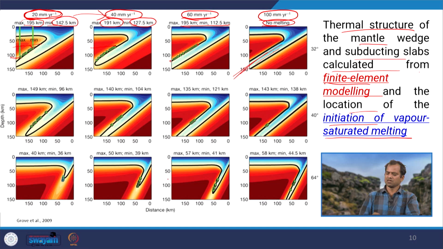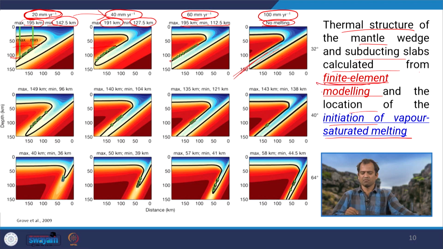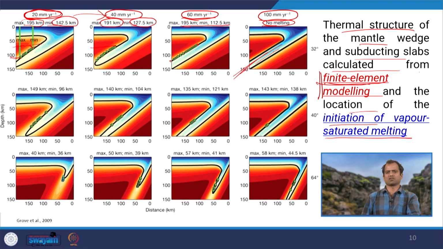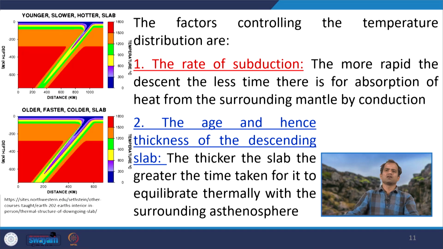So, here different angles of subduction and different rates of subduction are taken into account, and this finite element modeling was carried out. It says that with different rates and different angles of subduction, vapor melting or partial melting due to dehydration occurs at different levels. And the factors controlling the temperature distribution are, first, the rate of subduction, as we are talking about. If the rate of subduction is slow, it gets a higher time of interaction with the surroundings.